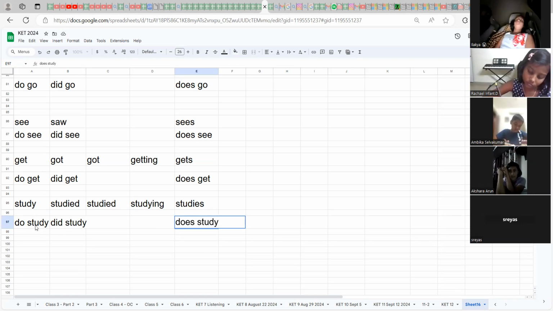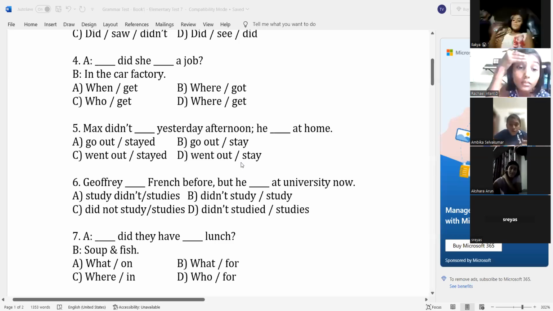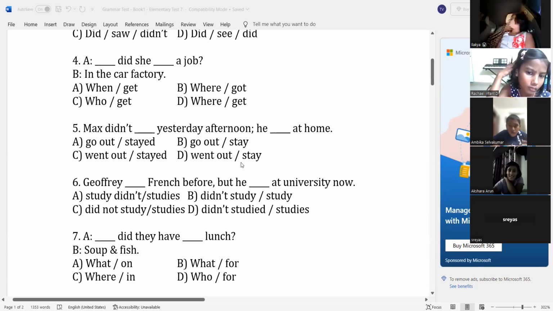All right, now Akshara, now that you know do study, did study, does study, let's work on number six. Akshara, go ahead. Jeffrey didn't study French before, but he studies at university now. B, C, or D? D for dog. No, you cannot get a didn't study, right?